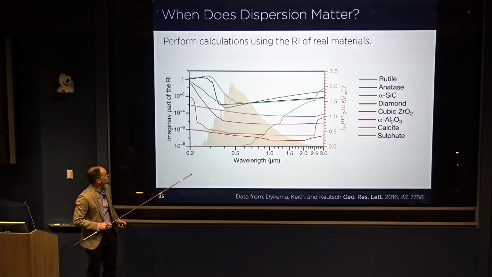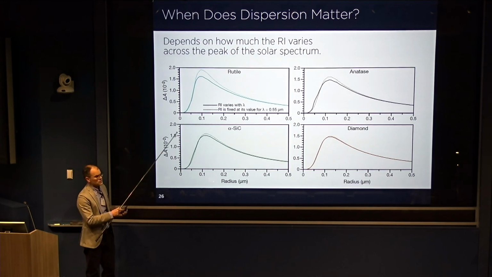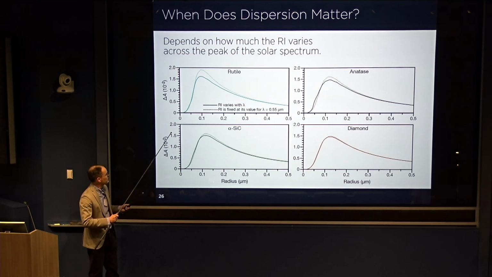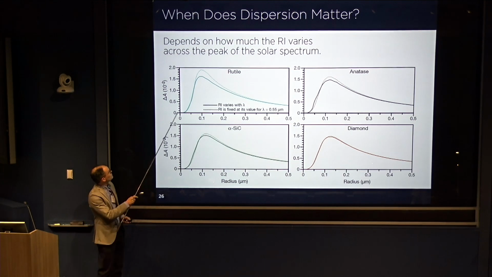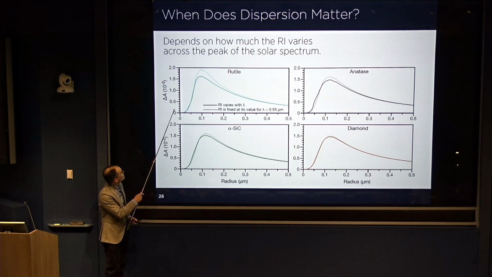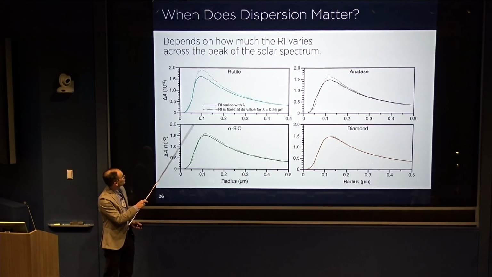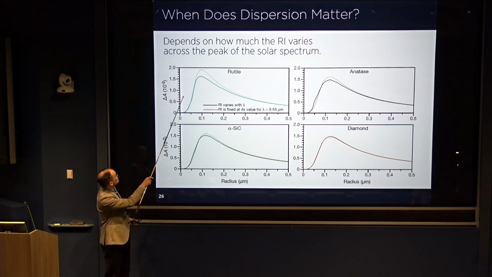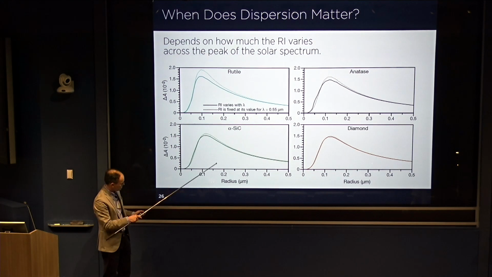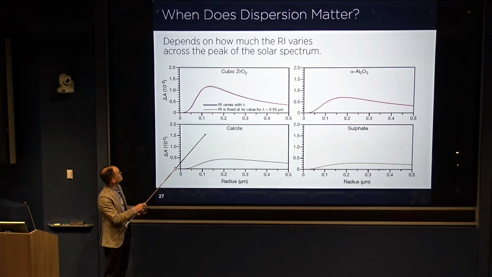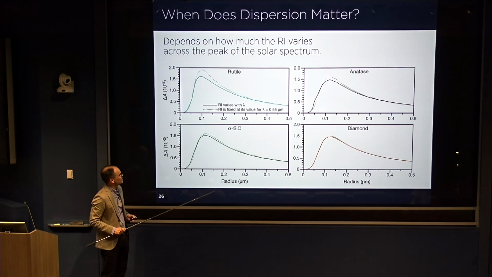If we just run these calculations as a function of radius, the refractive index is now just determined by those functions across the visible and beyond. This is the solar radiance spectrum. So what we see here for the titanium dioxides, the rutile and the anatase, including dispersion, the wavelength dependence of the RI does lead to some noticeable change in delta A. But for these other materials, as you go down, it's less significant. It can basically be neglected in those cases. But if you want to be quantitative for these titanium dioxides, it does matter.